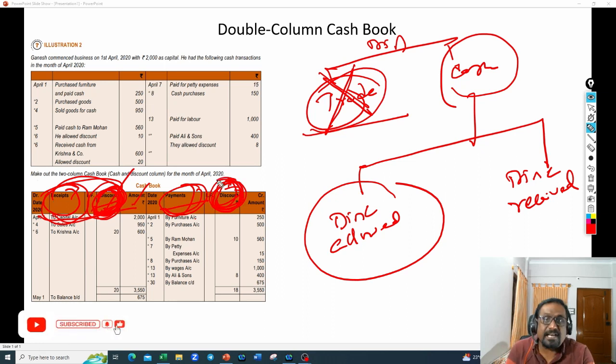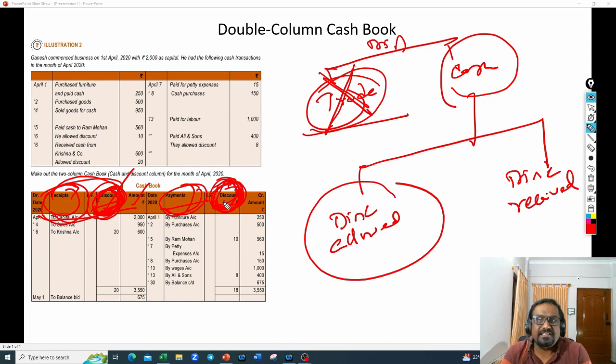Why is the discount account created in the cash book? Because when I make the payment, then only I receive the discount. So this is a discount received. Discount received is an income for me, so all incomes and gains have to be credited. That is the reason I credited it here. Start thinking like this.